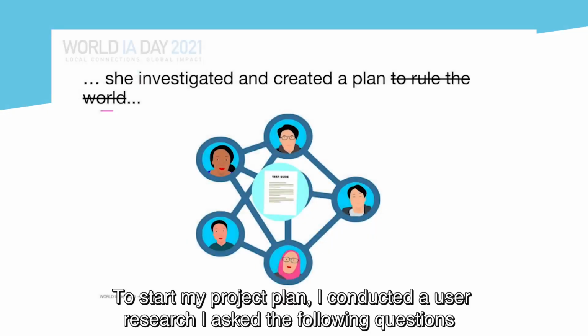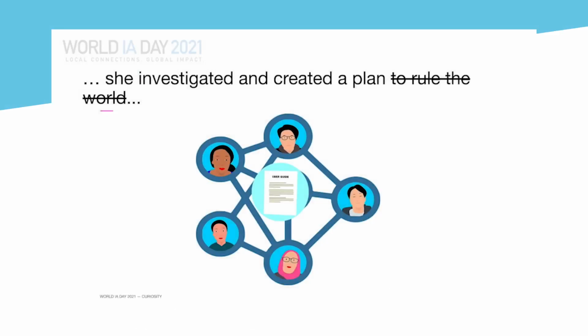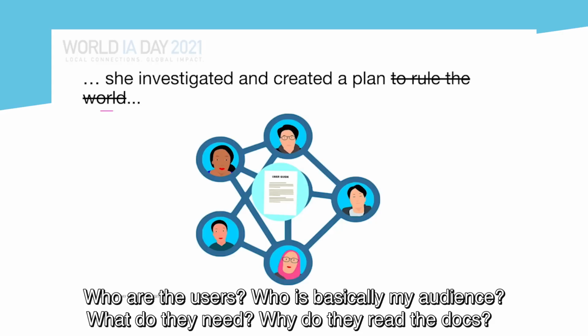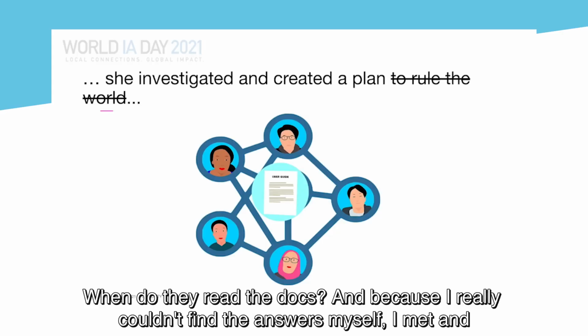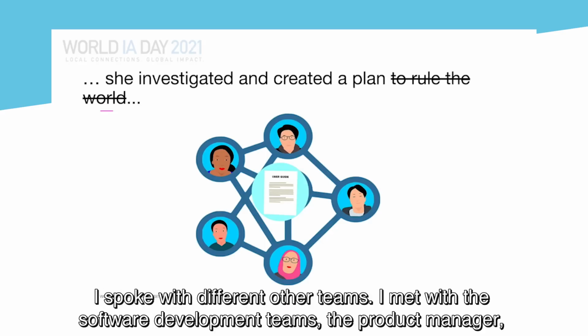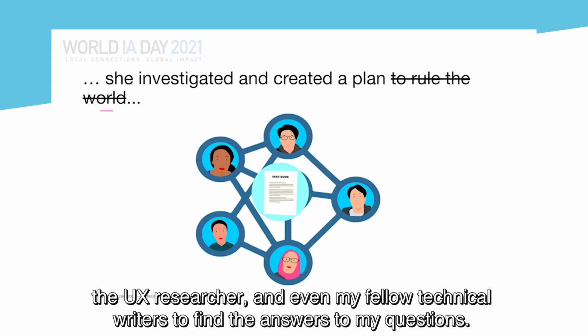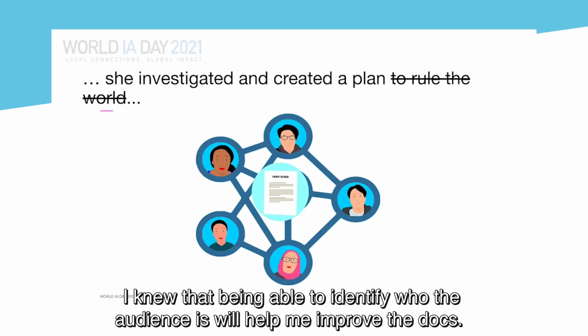To start my project plan, I conducted a user research. I asked the following questions. Who are the users? Who is basically my audience? What do they need? Why do they read the docs? And when do they read the docs? And because I really couldn't find the answers myself, I met and I spoke with different other teams. I met with the software development teams, the product manager, the UX researcher, and even my fellow technical writers to find the answers to my questions. I knew that being able to identify who the audience is will help me improve the docs.